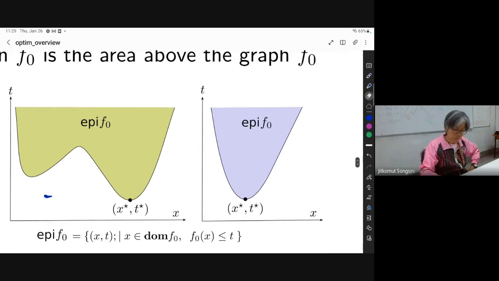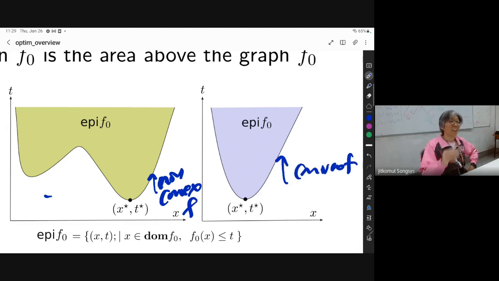Now, this is an example of non-convex f. This is an example of convex f. Now, if you look at the epigraph, the name is epigraph, but it's actually a set. Which set is convex? The khaki color or the violet color? The violet color. This is a simple but very important fact: an epigraph of a convex function is always a convex set.